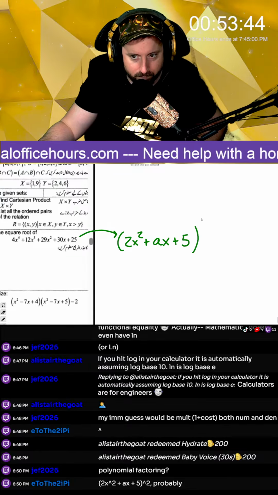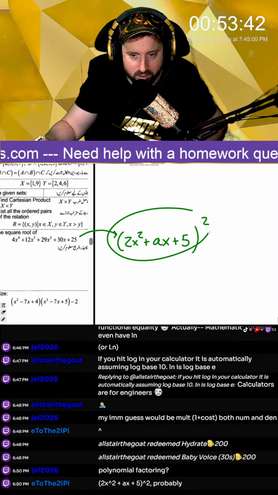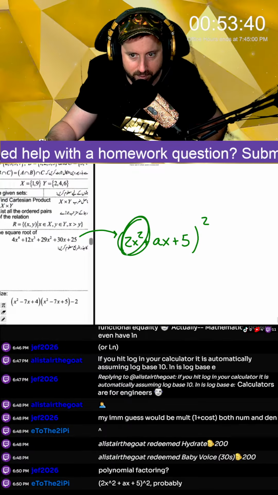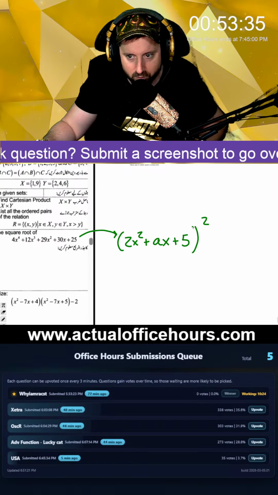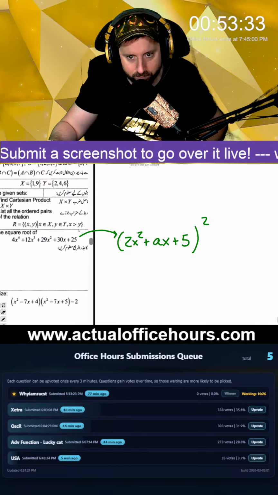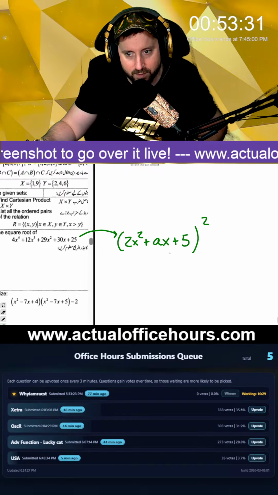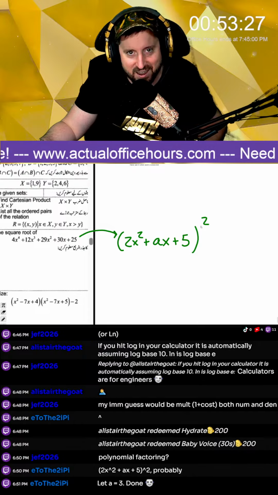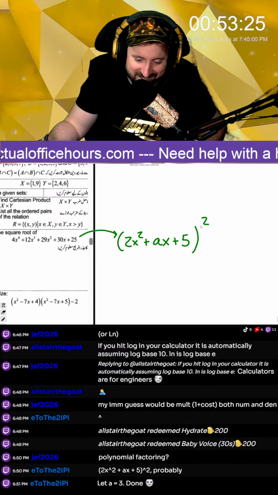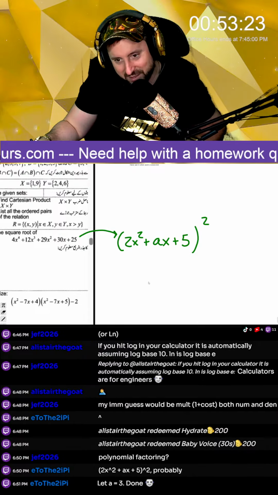The reason for that is when I do this, I'm going to get, this will be the highest term squared, which is the 4x squared. This will be the lowest power term, which is 5 squared, which is 25. And then we just need this to work out. Zach says, let a equals 3. Done.